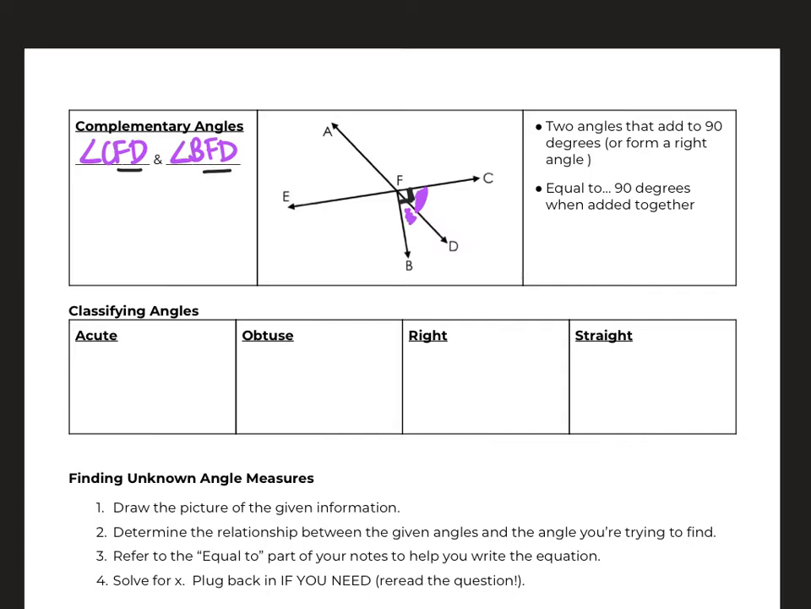Quick note on this one, I could not use, I have seen kids where they try to say EFB. I could not use that because if I add anything to that, it's going to be more than 90, since that shares this line with this one, they are going to already be 90.